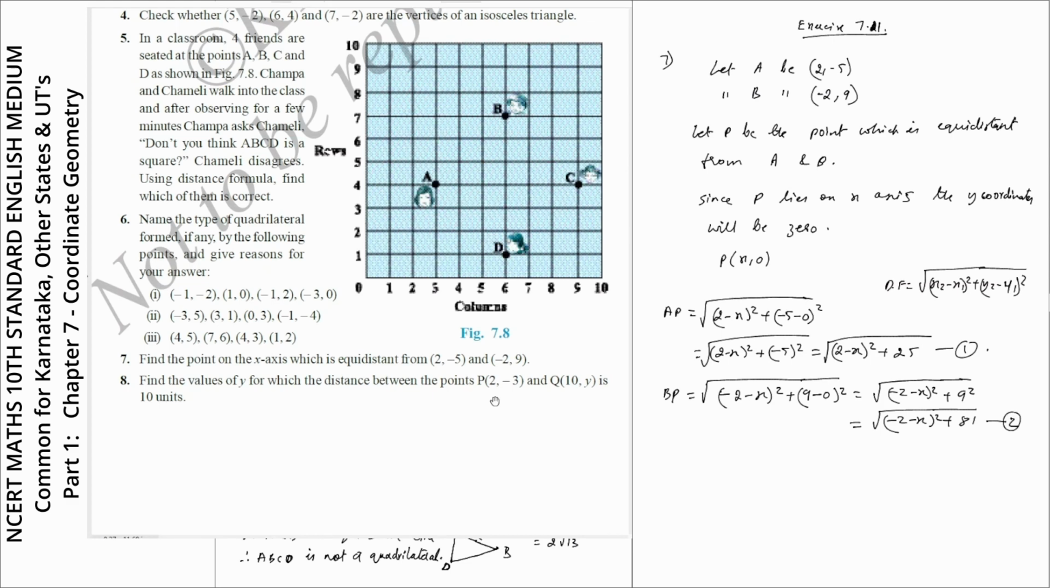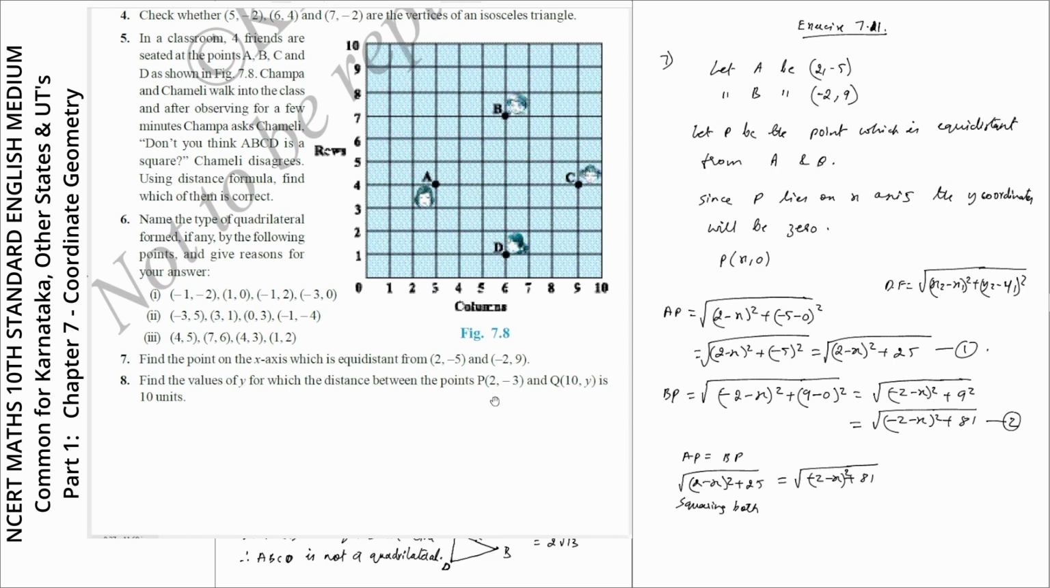Now given that P is equidistant from point A and point B, therefore AP is equal to BP. So I will equate 1 and 2. That means the square root of (2 minus x) the whole square plus 25 is equal to the square root of (minus 2 minus x) the whole square plus 81. So 1 is equal to 2.